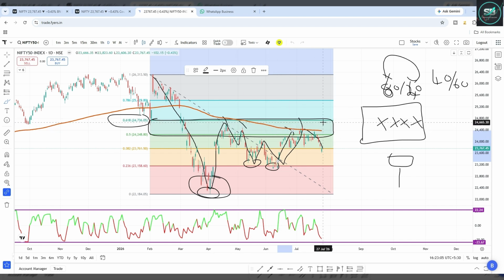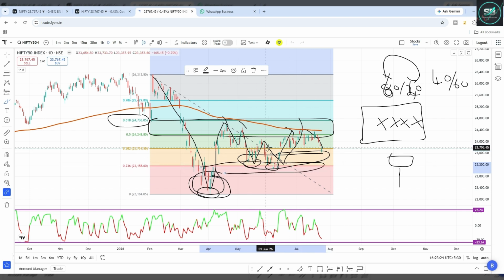Now this resistance has become weak and buyers are accumulating positions in this zone. Buyers have already accumulated positions here, which is why price is not coming down below this zone. Today finally price came exactly to the buyer zone, and from here the price reacted today.